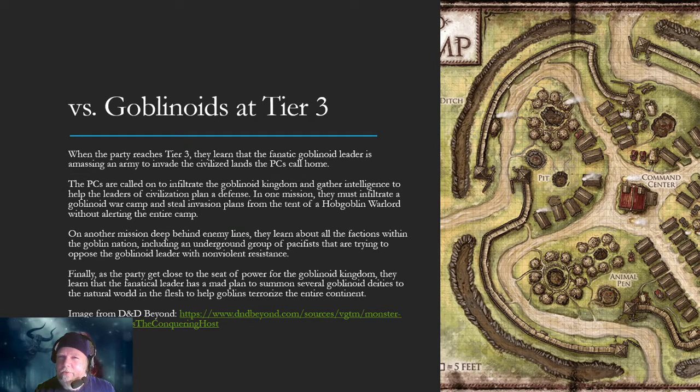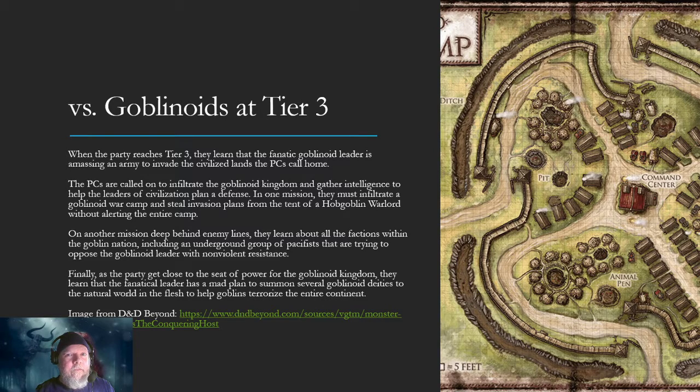What do your leaders of civilized lands want to do about that? What do your PCs want to do about that? Can you trust a pacifist goblin? Who knows?